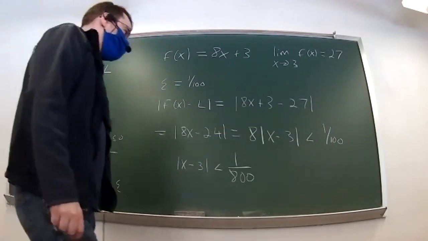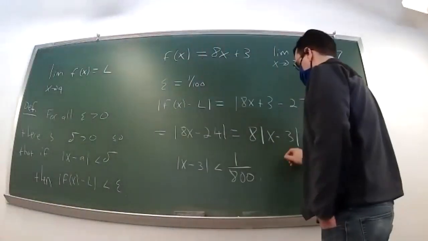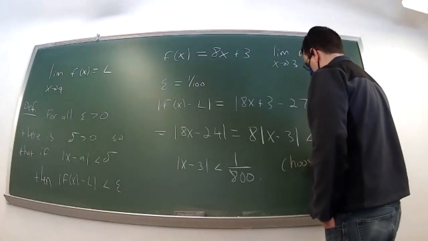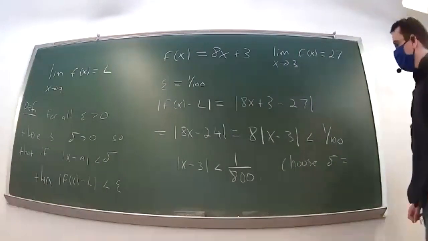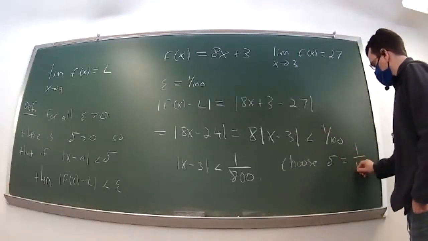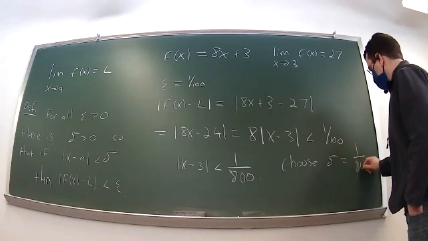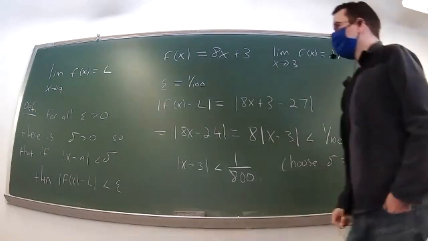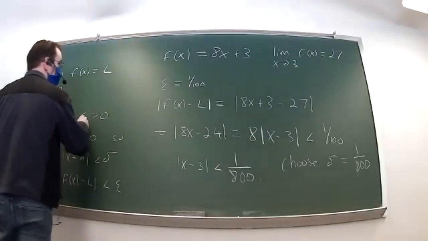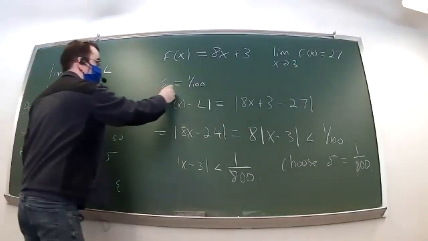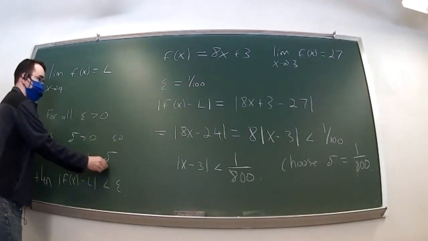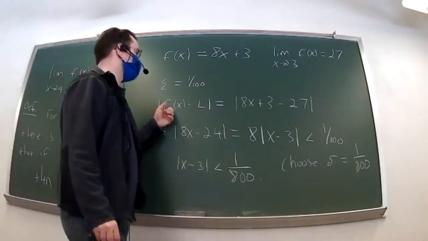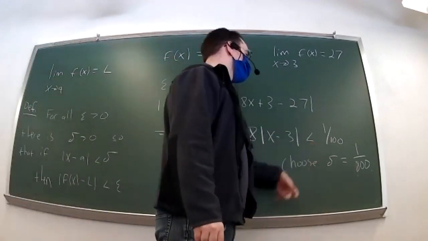So what I would do is I would say, let me choose delta equal to 1 over 800. So you see the challenge that was given to me was epsilon is equal to 1 over 100 in this case. Can you find a delta such that whenever the distance from x to 3 is less than delta, the distance from f of x to L is less than 1 over 100?